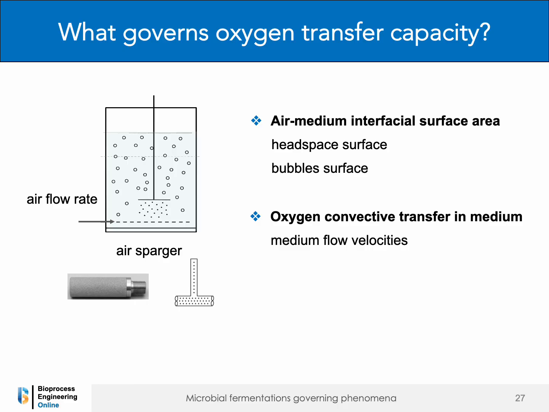The bubble surface area depends on the airflow rate supplied to the culture and the type of sparger, which strongly influences bubble size distribution. In addition, oxygen transfer capacity is affected by the efficiency of oxygen transport within the liquid phase, which depends on convection and mixing intensity, that is, the fluid velocities and turbulence within the medium.